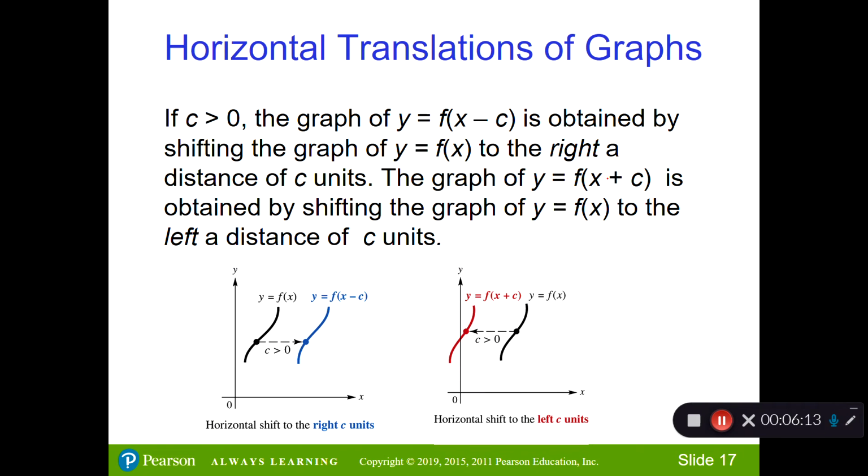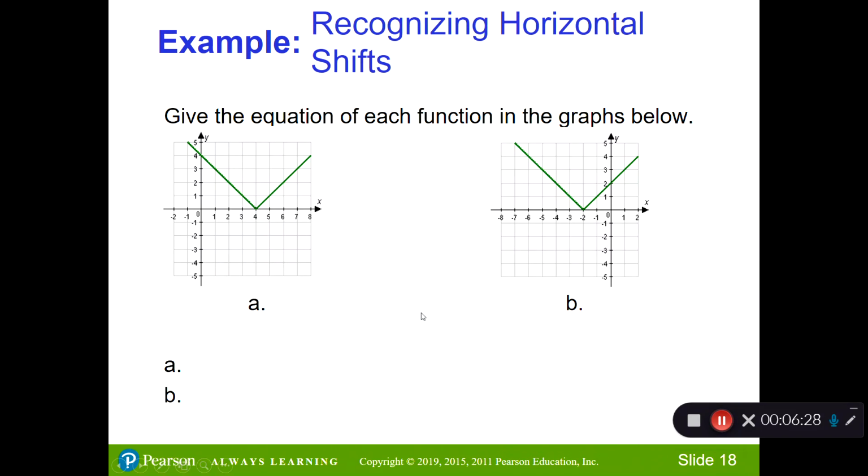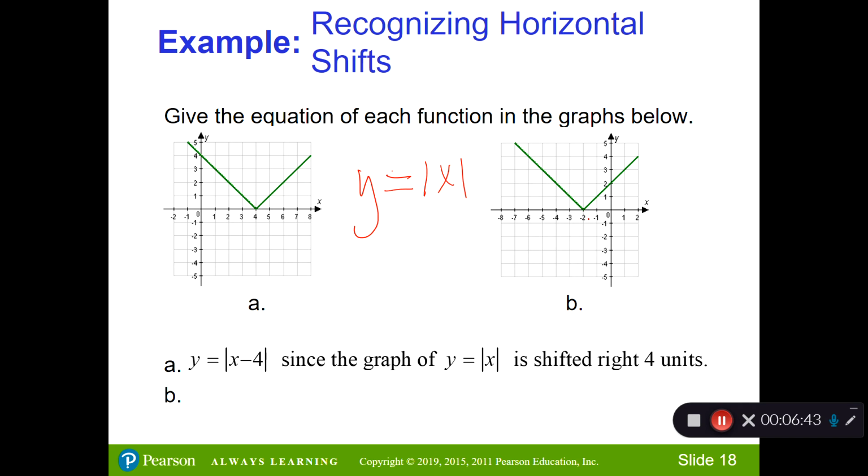If I add or subtract inside where the x is in the expression, then that shifts me left or right. It shifts me to the right if I subtract, and to the left if I add inside. So for example, again, this is our absolute value shape, but it's shifted. So I know I'm looking at absolute value of x, but here I'm shifted right 4. So I'm going to replace this x with x minus 4. Here I'm shifted left 2, so I'm going to replace this x with x plus 2.